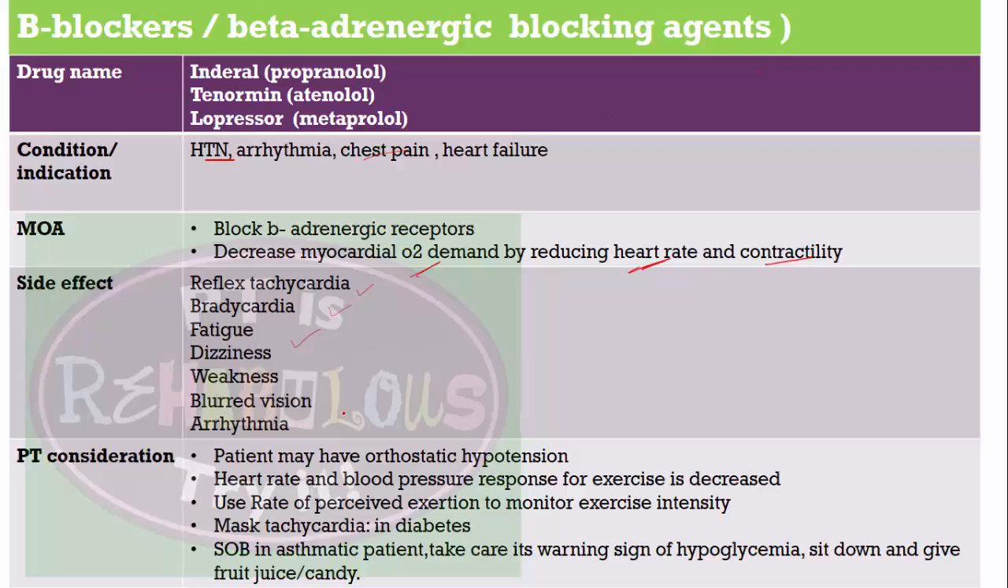So as a physiotherapist, what is our duty? The patient may have orthostatic hypotension, and the heart rate and blood pressure response to exercise is decreased. We have already seen it will reduce your heart rate and contractility. So use the rate of perceived exertion to monitor exercise intensity, because there might be a blunted heart rate response. So if you are measuring the intensity with heart rate, that is not reliable.